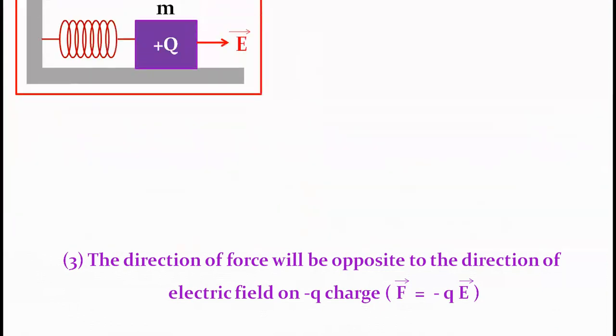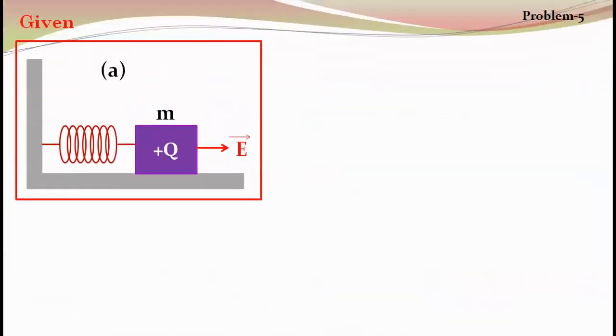Okay. Now we'll see the subdivision A, first subdivision. You can see we have a mass attached to a spring. The spring constant is K, and the block is carrying a charge plus Q, and it is subjected to an electric field E vector. You can see E vector is acting towards right. Now, what are all the forces acting on the charge plus Q? We will spot that first. So solution.